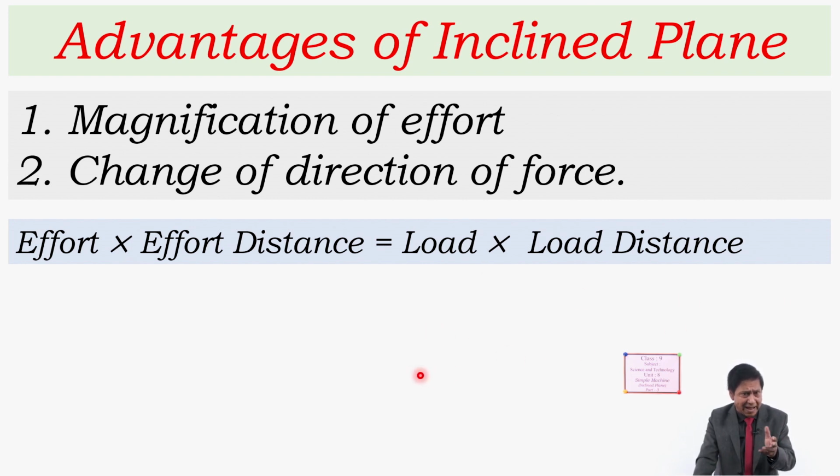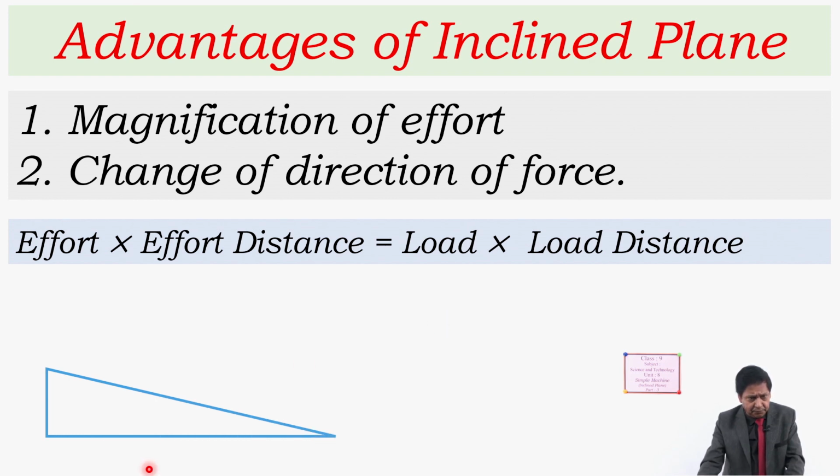We can take some mathematical explanation also. This is the inclined plane, and this is the effort distance, and this is the load distance. Effort distance is always longer than the load distance in inclined plane because it seems to be a right angle triangle, and the hypotenuse is taken as effort distance, which is always greater than the perpendicular. So, effort distance is always greater than load distance in case of inclined plane. Okay, then how does it magnify the effort if effort distance is more?